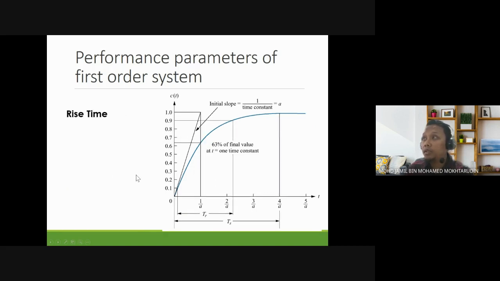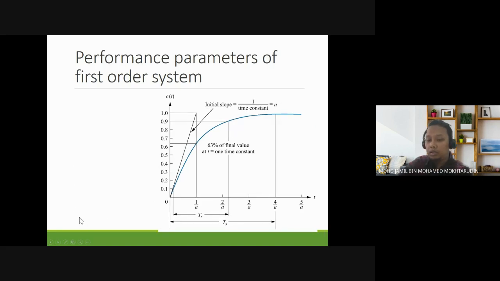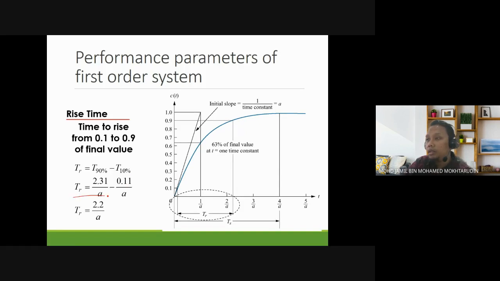Another performance parameter is called rise time. The rise time is the time to rise from 0.1 of the final value until 0.9 of the final value. With some calculation, the time response is Tr equals 2.2 over a. So it's the same for all first order systems.